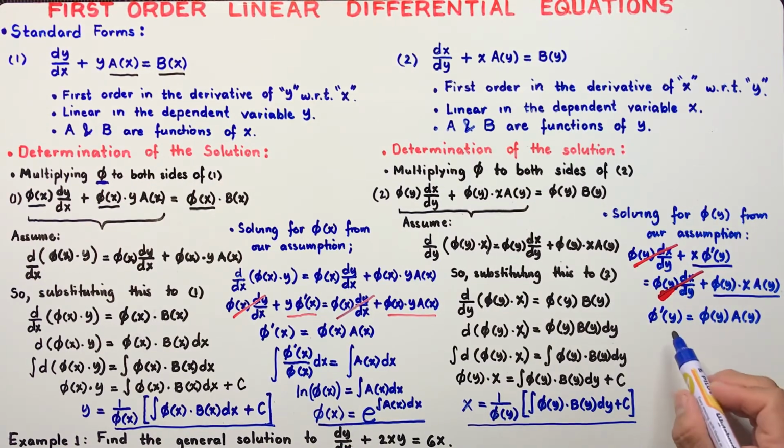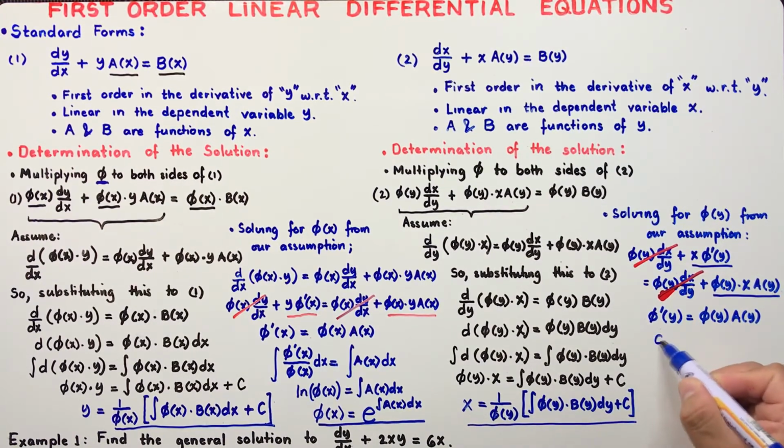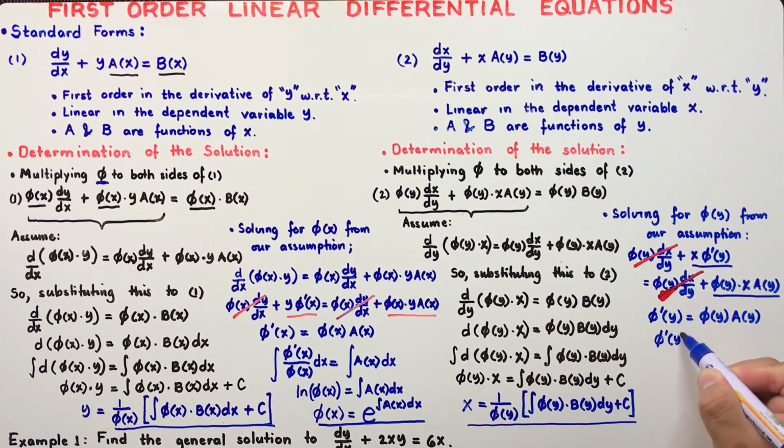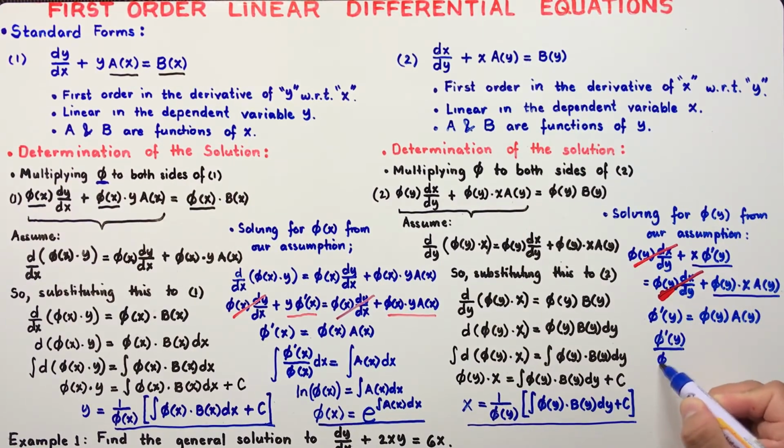Now, solving for phi of y here, we need the trick of dividing both sides of the equation by phi of y. So we have phi prime of y divided by phi of y, and at the right, the phi of y will be cancelled. So this is a of y alone.